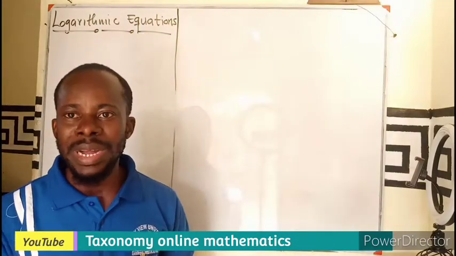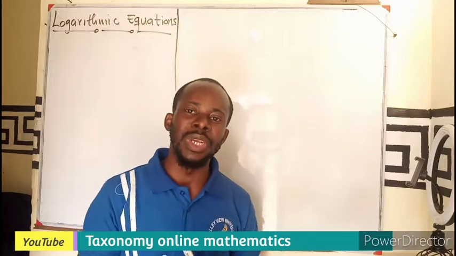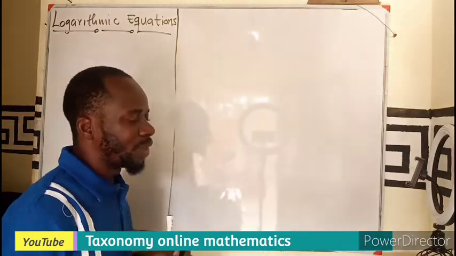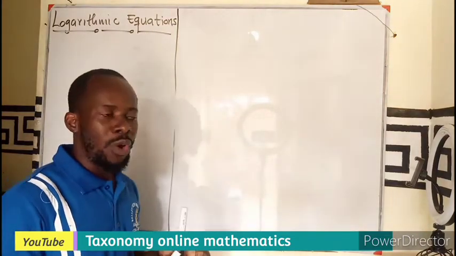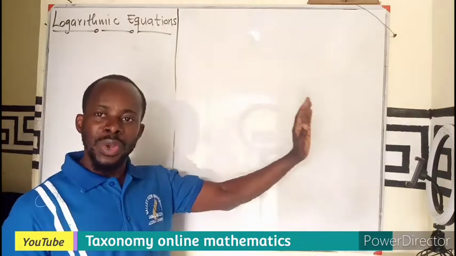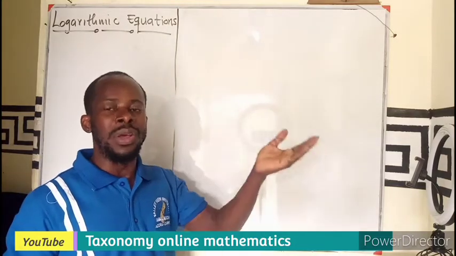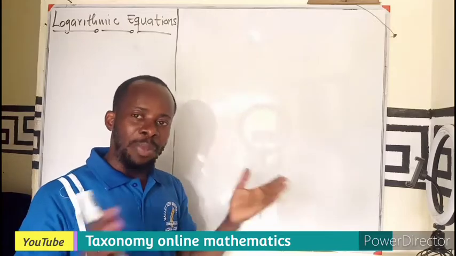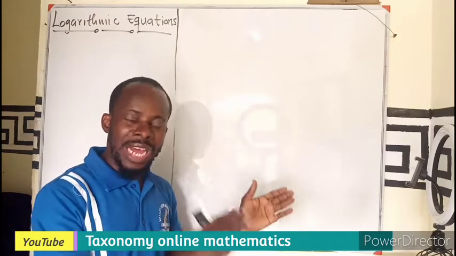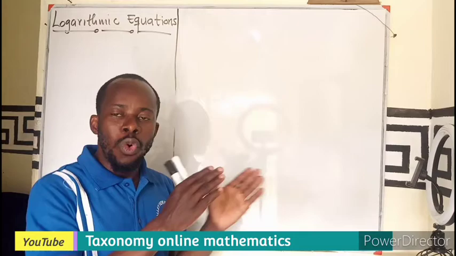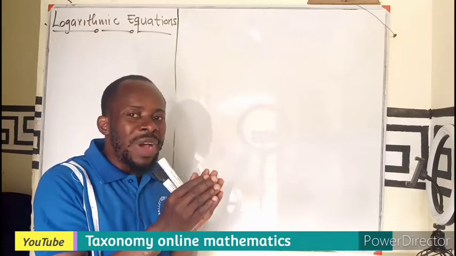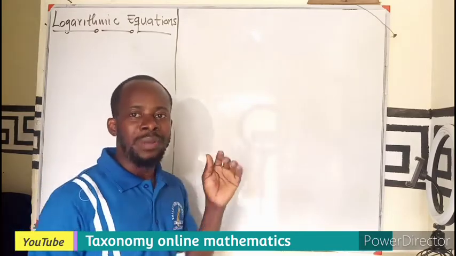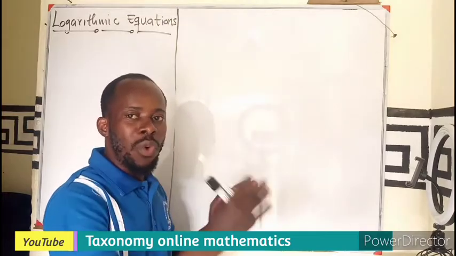Now there are two methods involved in solving this question. In method one, you make sure each side of the equal sign has a single logarithm. That is, of course, applying the product rule and the quotient rule in order to simplify them to be a single logarithm on both sides of the equal sign.